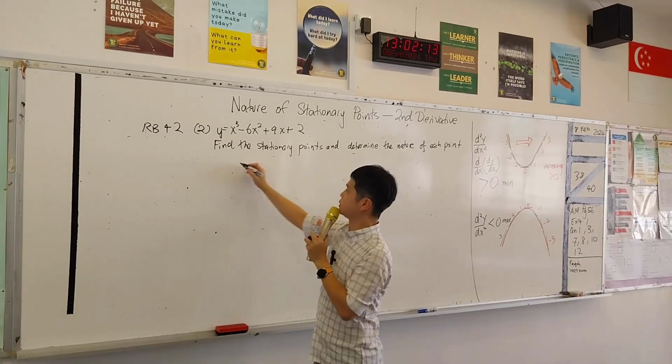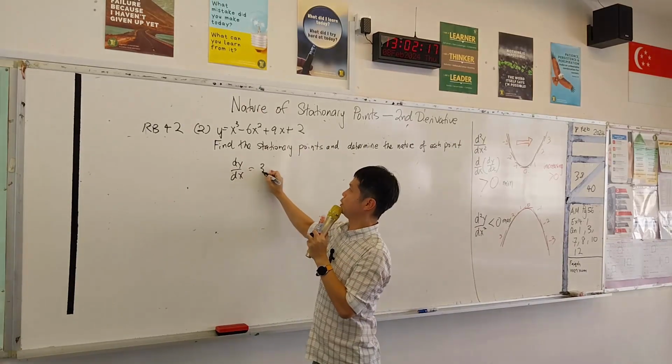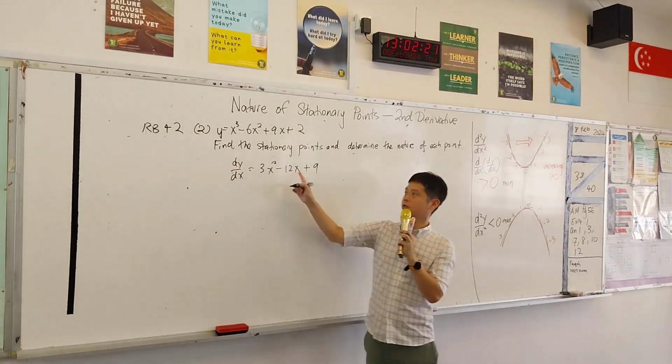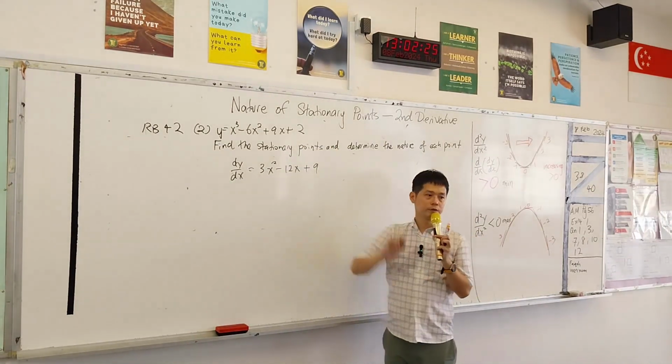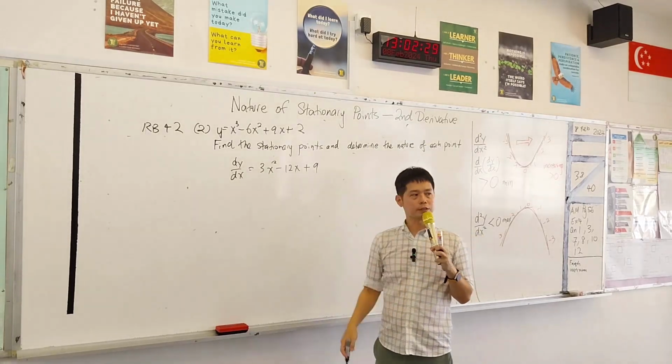So first I need to find the stationary point. Let's do it very quickly. So I need to find dy dx, which is 3x squared minus 12x plus 9. Bring down the power minus 1, bring down the power minus 1, bring down the power minus 1. And then differentiate the constant is 0 because the power is 0.